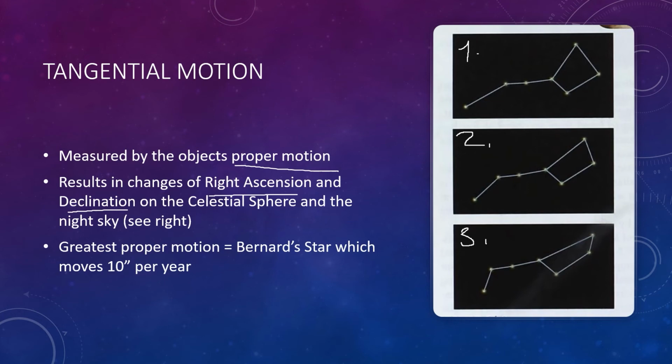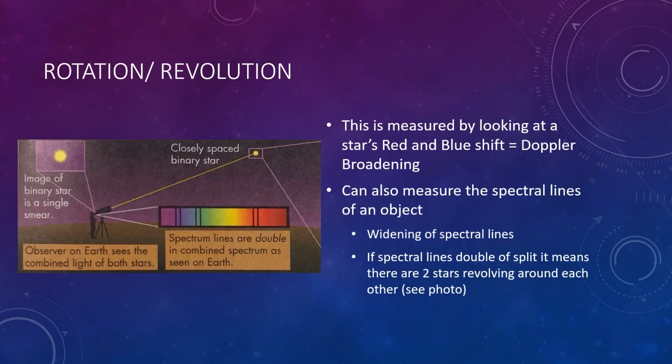The greatest proper motion is actually in Barnard's star, which moves about 10 inches per year, which we do see in the Big Dipper, which is pretty neat. So remember, tangential motion is when it moves parallel to us. So it results in changes on the celestial sphere itself. It doesn't cause a blue shift or a red shift. It literally causes it to appear to move in our night sky, changing things that we have recognized on the celestial sphere as constellations.